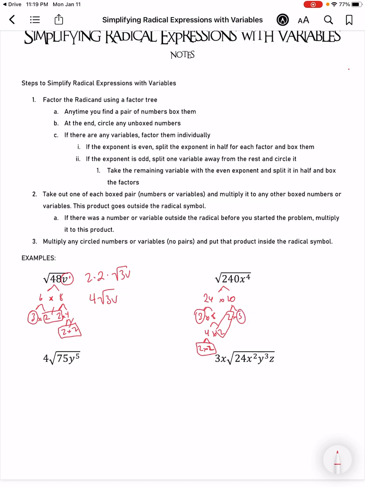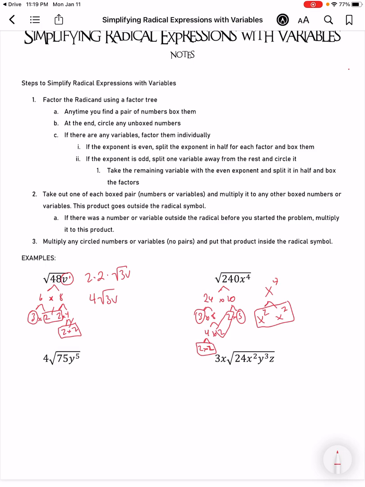All right, now when it comes to the variable x to the 4th, I'm going to go ahead and rewrite it just for some space. Okay, if I look at x to the 4th, that's an even exponent. And it says split the exponent in half for each factor and box them. So I'm going to put an x on each side, and I'm going to split the exponent in half. So I'm going to put x squared and x squared. Because they're alike, I'm going to box them.